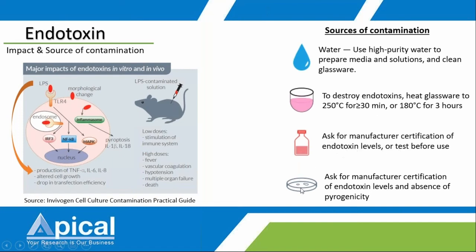For example, your culture dish, your T25, all these culture dishes, you can always ask if there is certification for endotoxin free. They must have the certification for endotoxin free and also absence of pyrogenicity. You can always check these with the company or vendor you buy from. You can ask if this particular product is free from all these, and ask for a certificate from them.